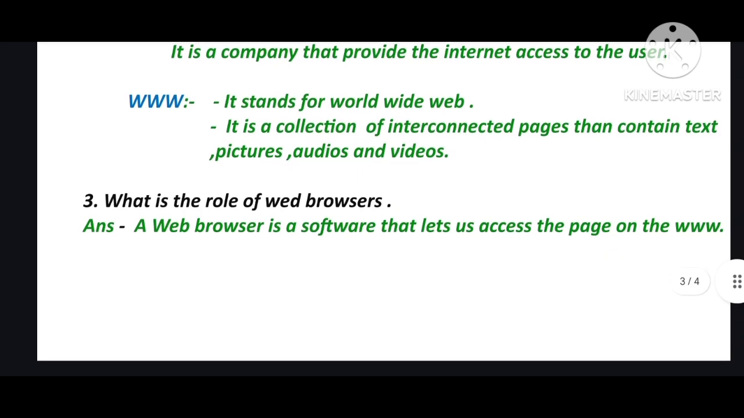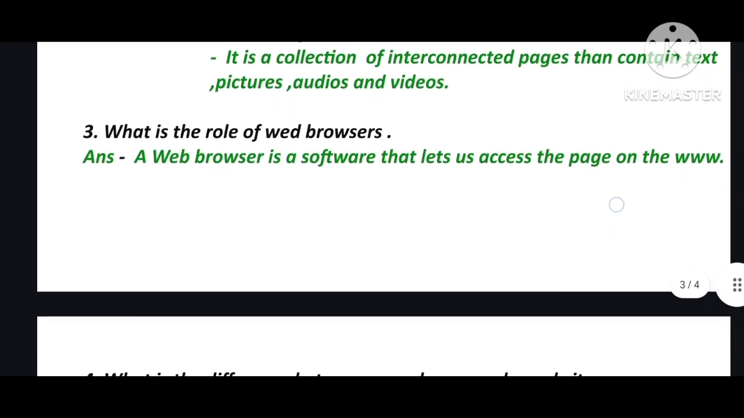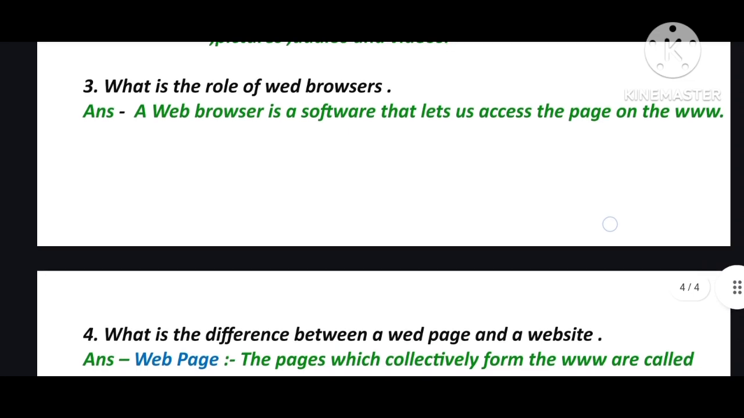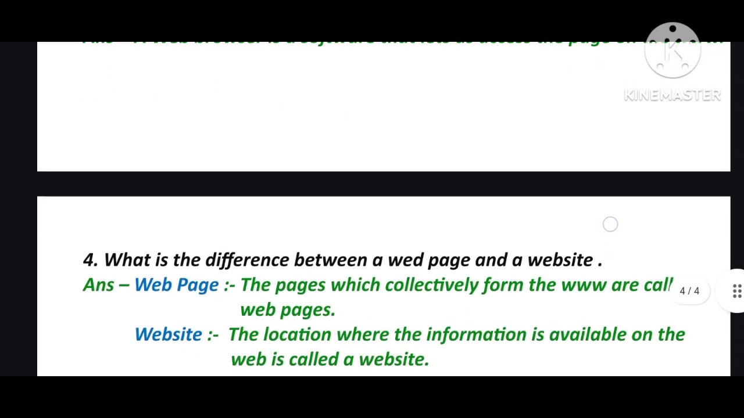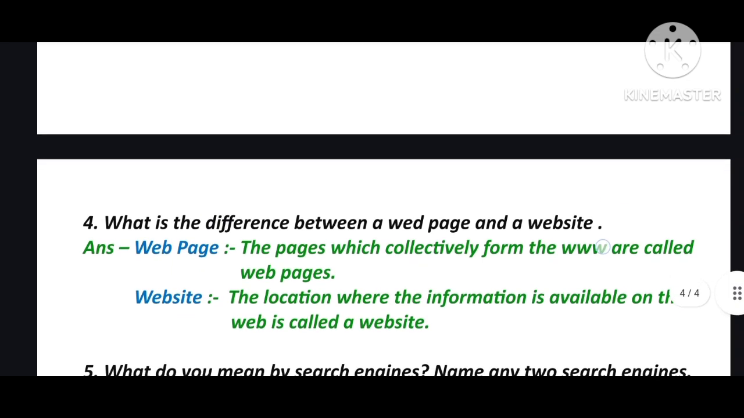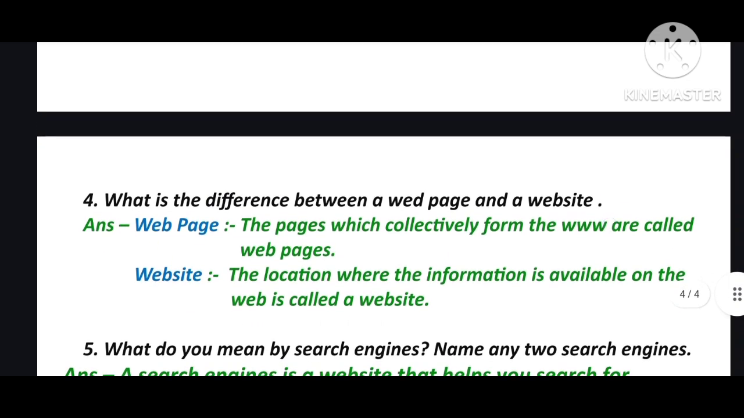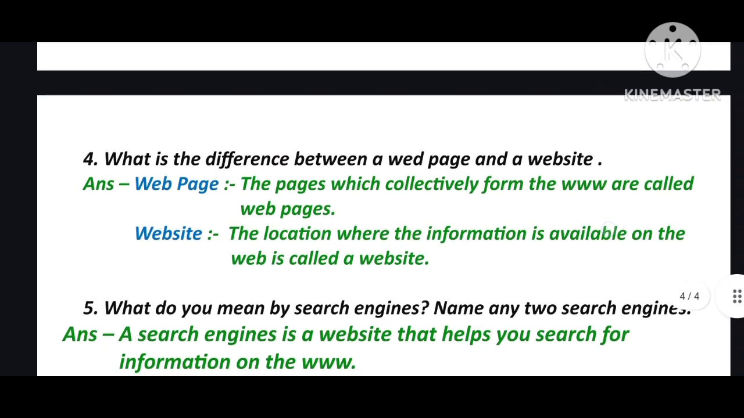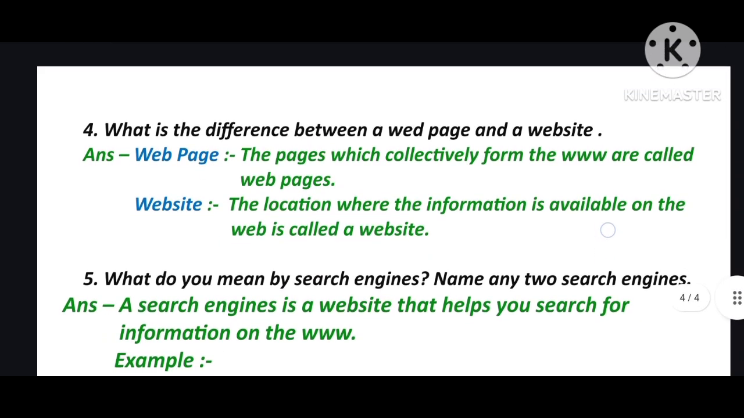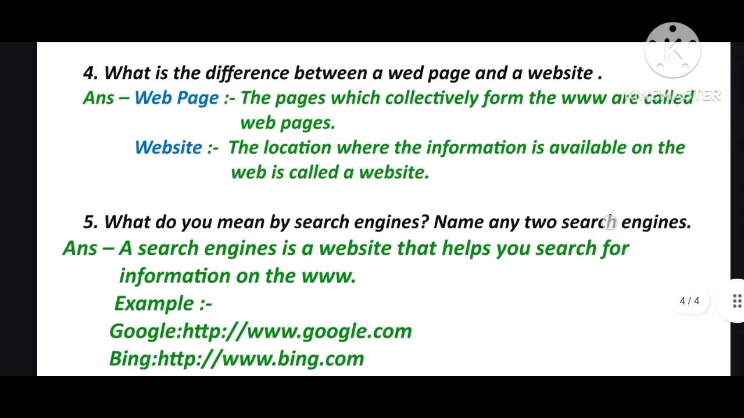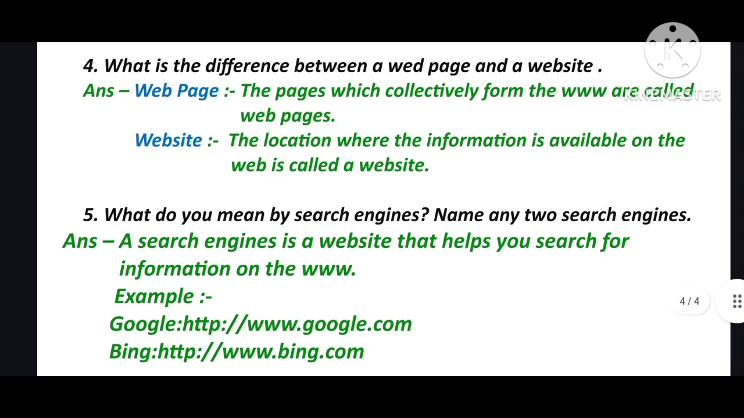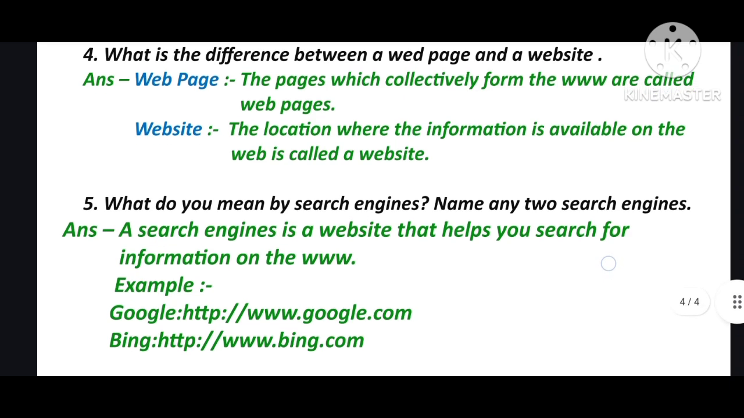Come to the next question. What is the role of a web browser? Very easy question. A web browser is a software that lets us access pages on the internet or WWW. Our next question is, what is the difference between a web page and a website? The pages which collectively form the WWW are called web pages, and a website is a location where the information is available on the web. In a website we can search anything.